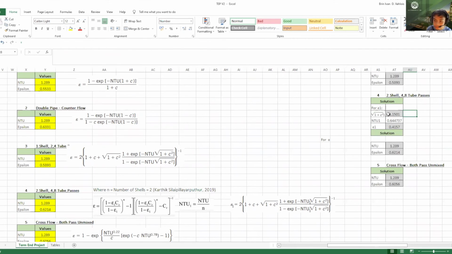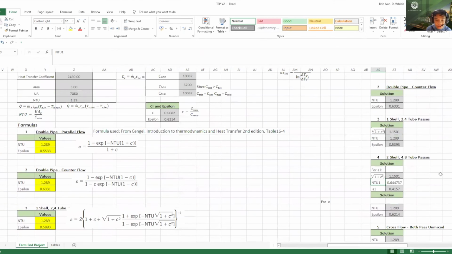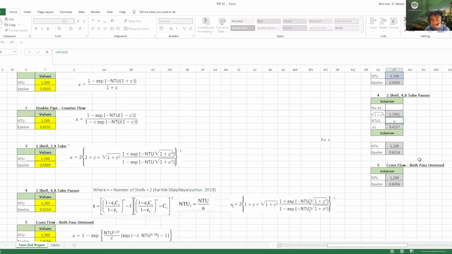And you can get the square root of 1 plus C squared here. NTU1, which is basically NTU divided by 2. And E1, it is here. Basically, you will just use the value of NTU. It's the same as here for 1 shell 2 tube, but you will use the value of NTU divided by 2. Okay? Once you get that, you can solve the value of the actual E, which is this formula here.